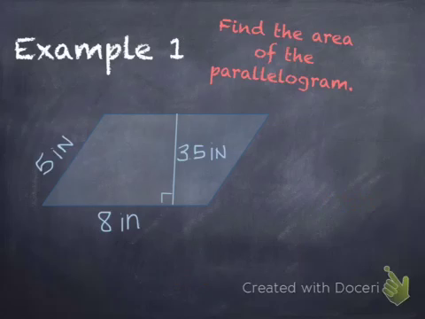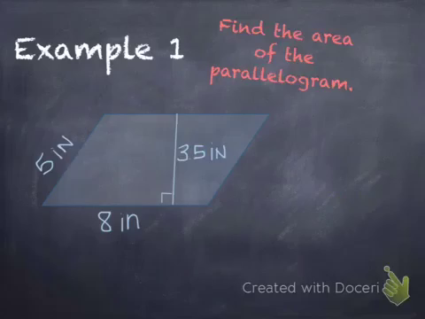It says find the area of the parallelogram. Here I have a parallelogram with quite a few measurements. I've got a base measurement at the bottom of the parallelogram of 8 inches. I have a side measurement of 5 inches, and then I have what looks to be an altitude, or a height measurement, of 3.5 inches. Let's see if we can work our magic on this to figure out the actual area of the parallelogram.